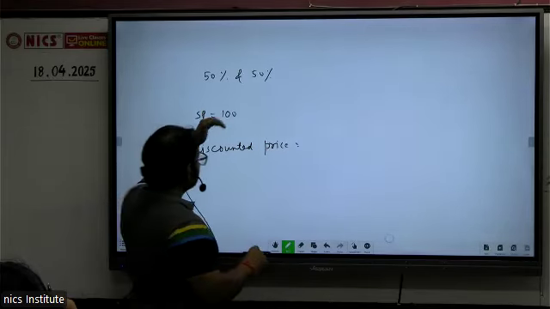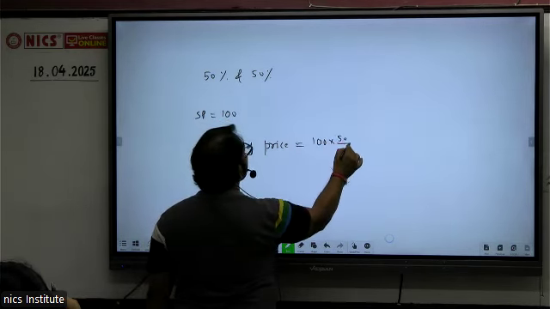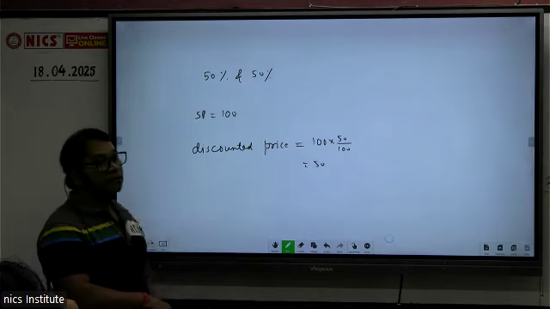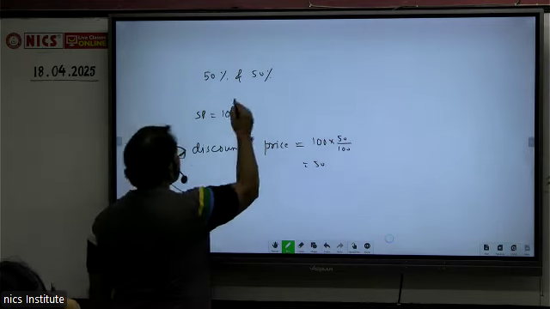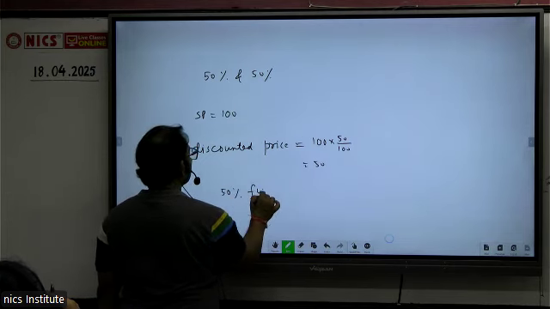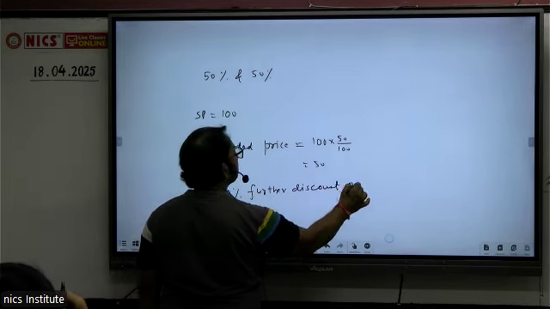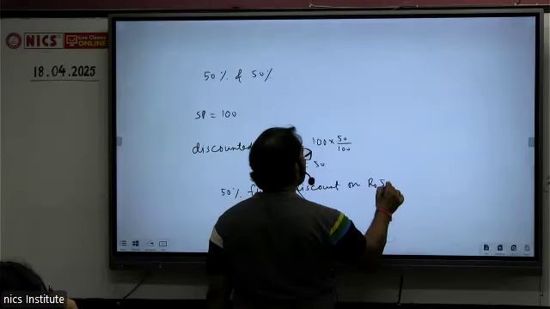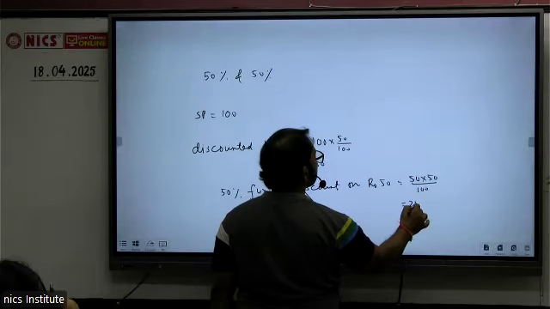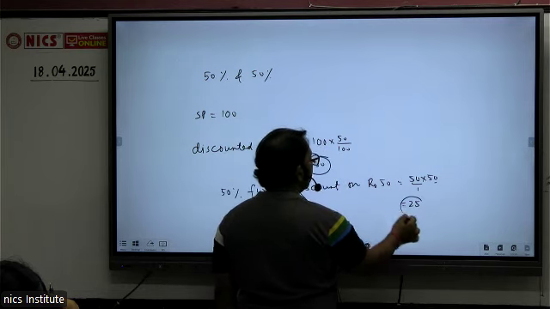Discounted price would be 50% of this. 50% of 100 is 50 rupees. Now, again, 50% discount on this because it's successive discount. So 50% further discount on rupees 50. How much is that? 25 rupees. That means 50 rupees here, 25 rupees here.